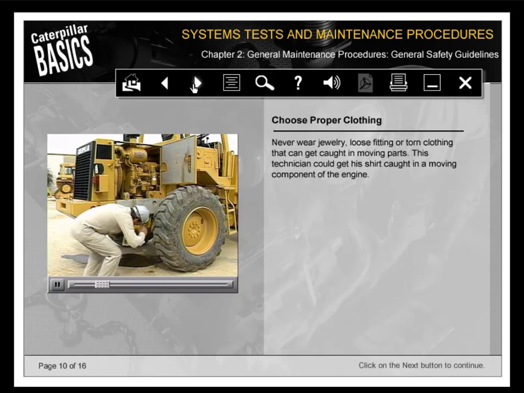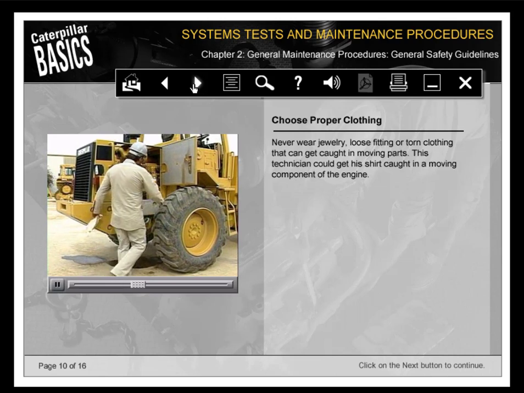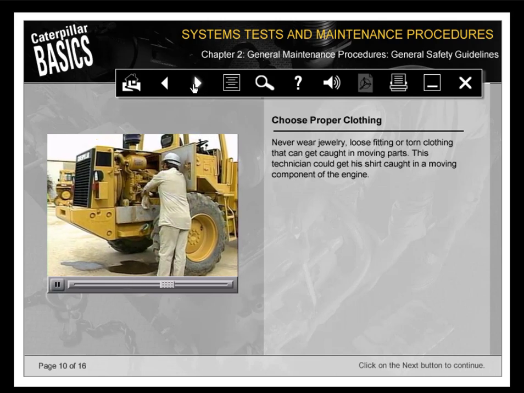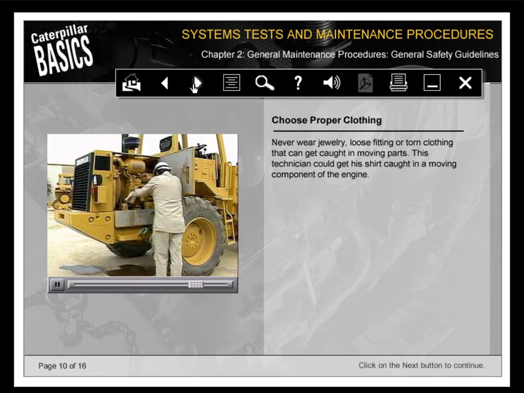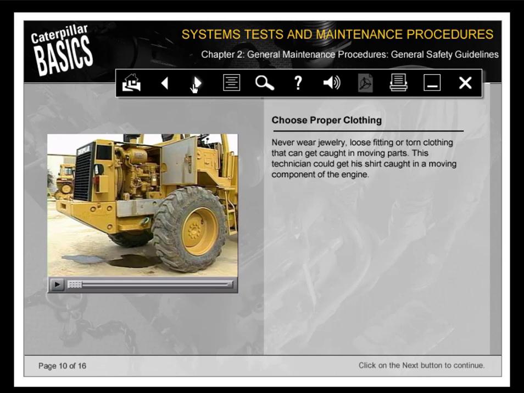Never wear jewelry, loose-fitting or torn clothing that can get caught in moving parts. This technician could get his shirt caught in a moving component of the engine.